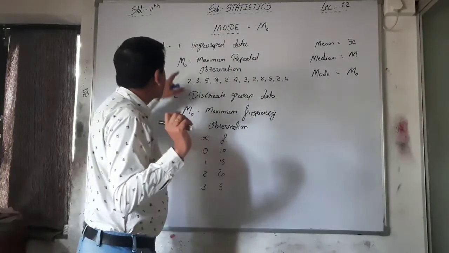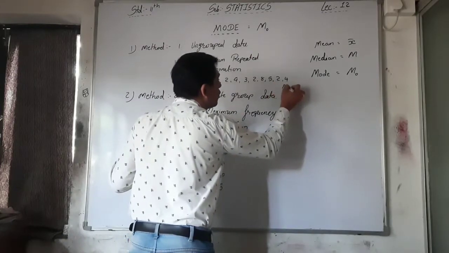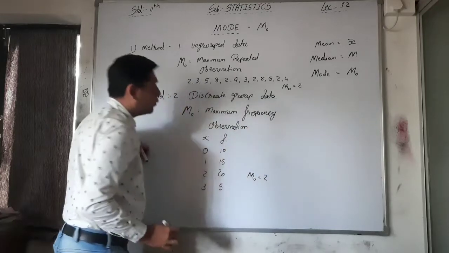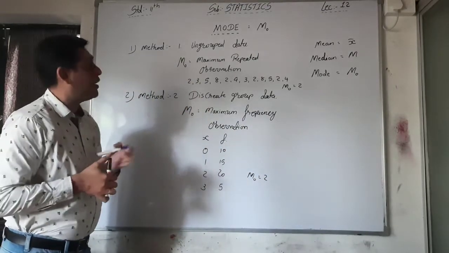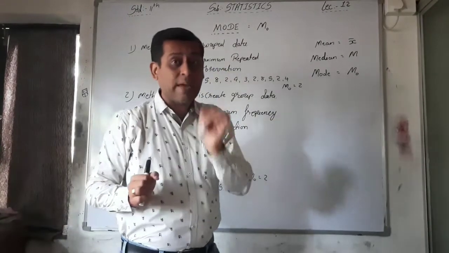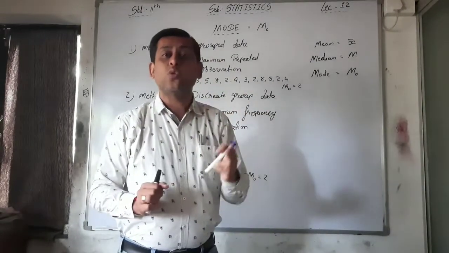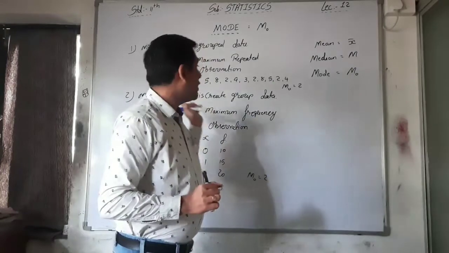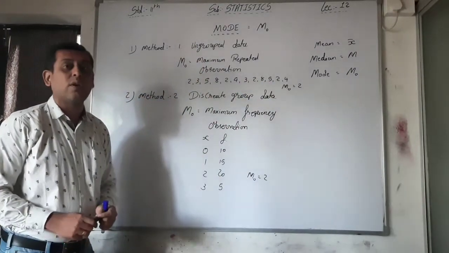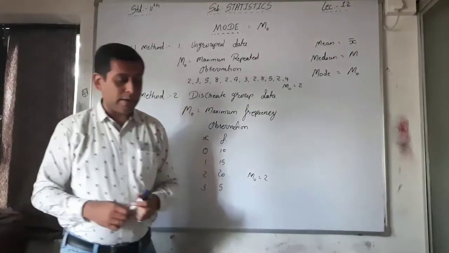Then we can say that the mode of this data is equal to 2. Why? Because 2 is repeated 4 times, the maximum number of times, and the others are repeated only 2 or 3 times, right? That's why the mode here is 2, and in the other data the mode is again 2, because that observation has the highest frequency.